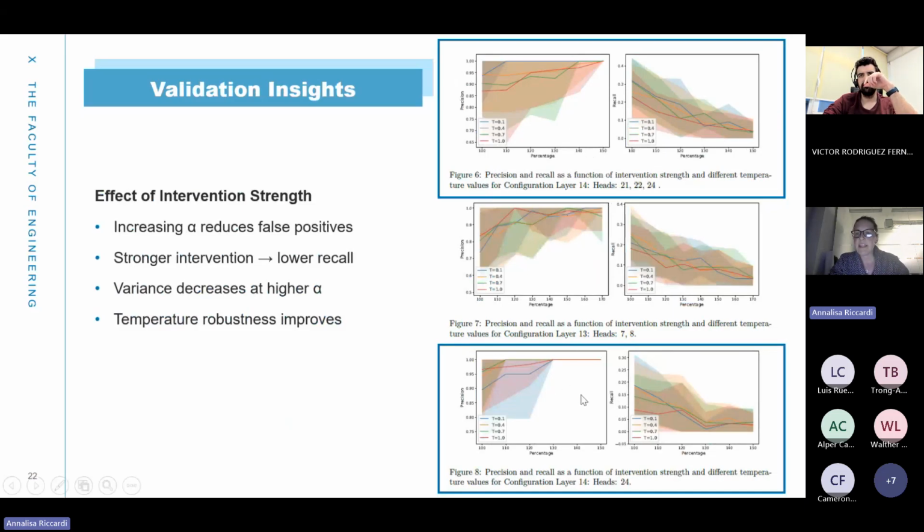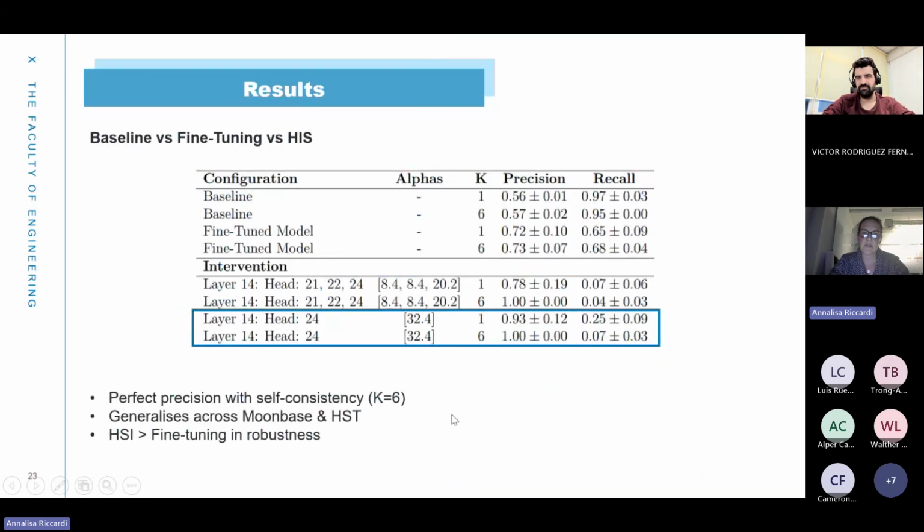And the other thing that is interesting here is that for the 2 configurations that I have highlighted with a blue box, when the strength increases, you have a kind of plateau of the precision. That's what you want to have, because you want to have perfect precision for your binary problem to ensure that you're not predicting any false positives. So these 2 configurations are the ones that we keep for the subsequent studies.